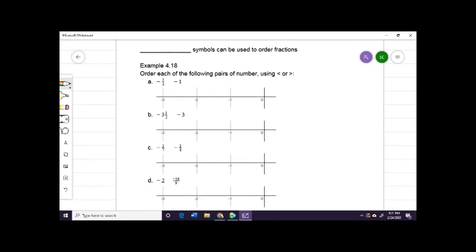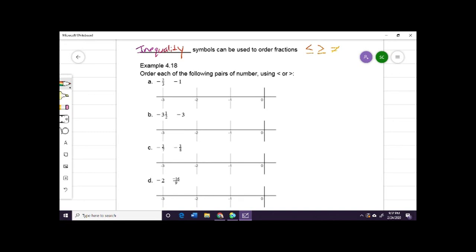Okay, there we go. So inequality symbols can be used to order fractions. Remember, inequality symbols are less than, greater than, less than or equal to, greater than or equal to, and not equal to. In this case, we're just going to use less than or greater than right now. So order each of the following pairs using less than or greater than.